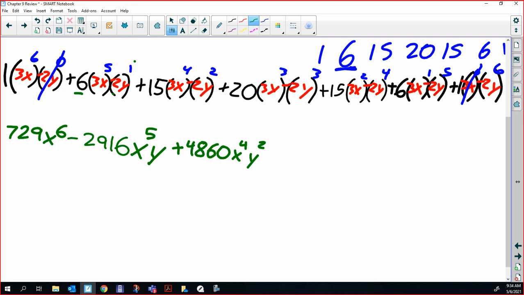Then we have 20 times 3 cubed. So that's 20 times 27 times negative 2 to the 3rd, which is negative 8.